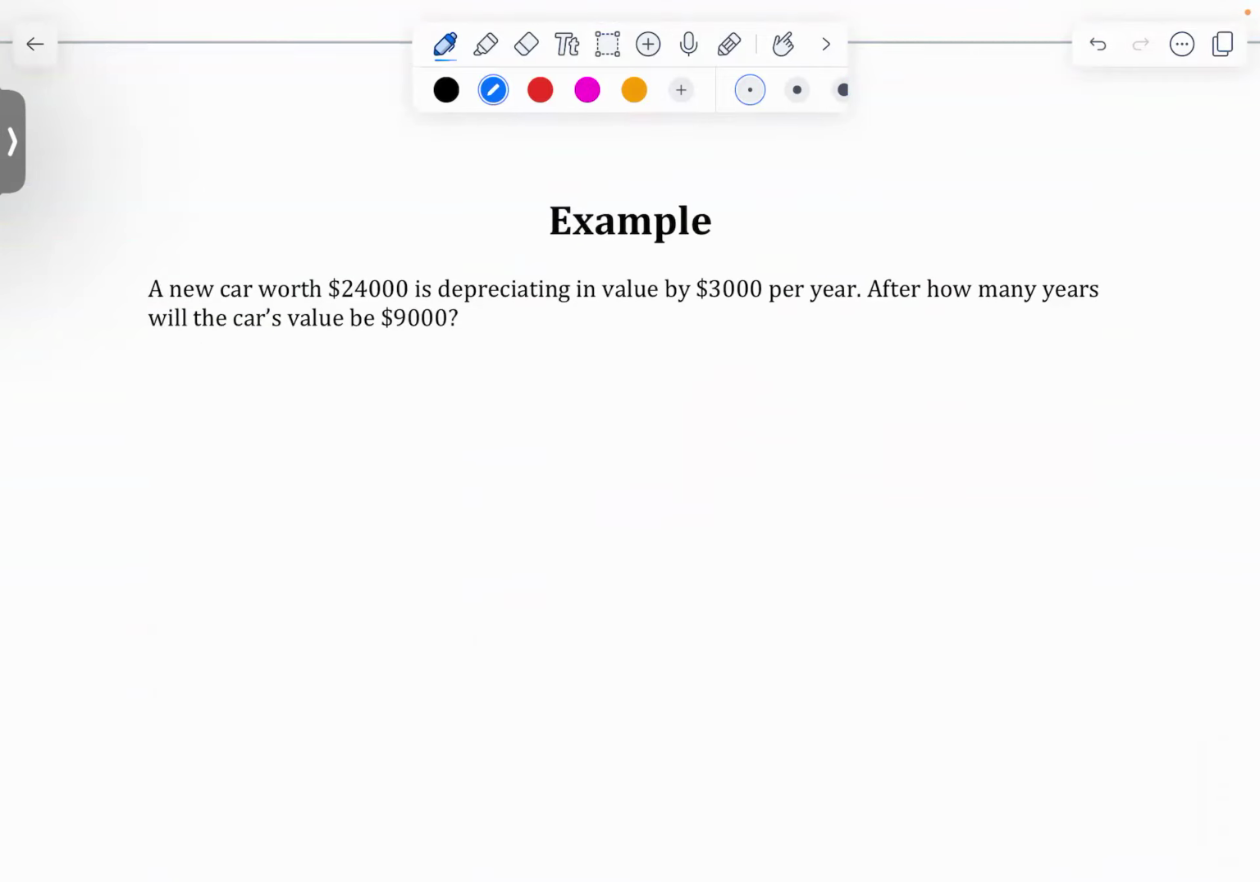All right. A new car worth $25,000 is depreciating in value by $3,000 per year. After how many years will the car's value be $9,000? So we have a car started out at $25,000. Depreciating means decreasing, so subtract $3,000, where this time we're going to call X equals years. And after how many years will the car be worth $9,000?